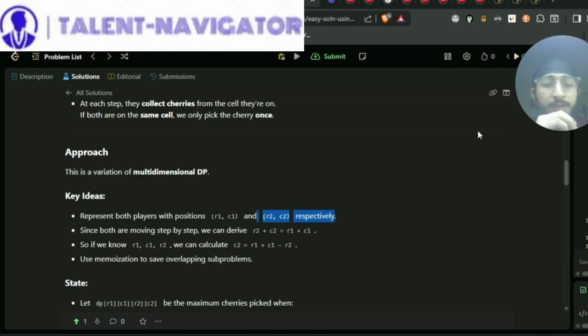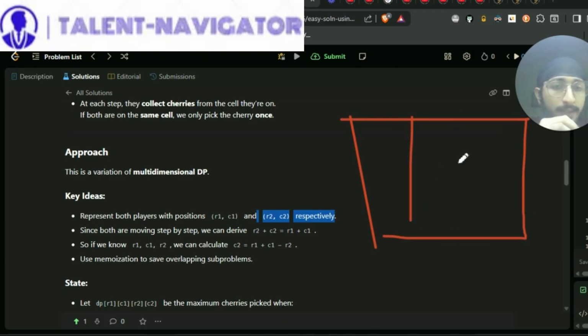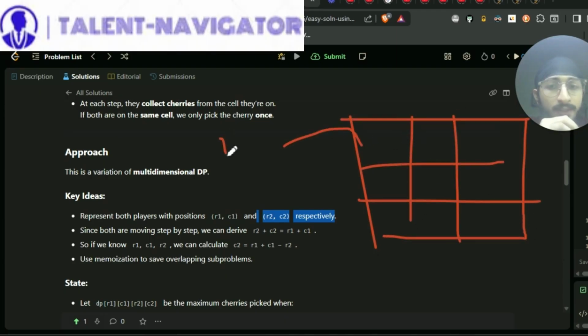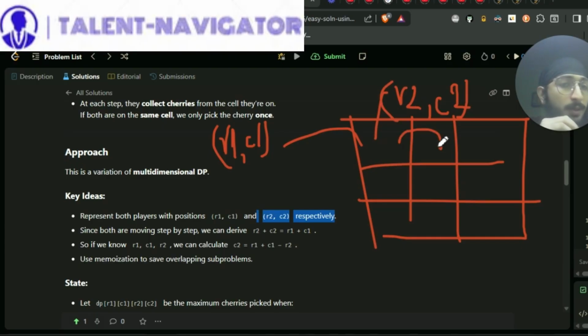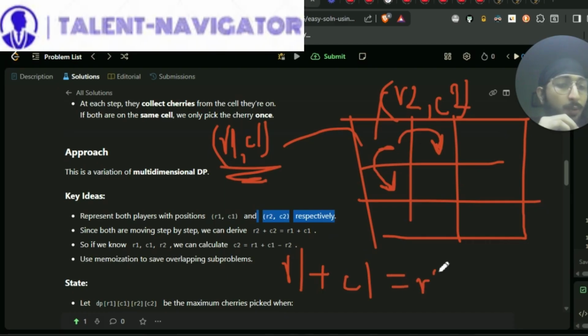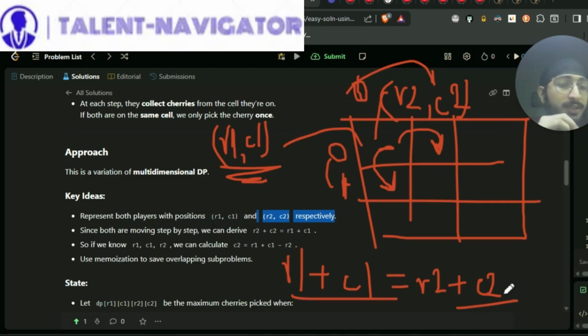So how do we reach here is because, see, in the grid, let us say we have the values, let us say this is a grid, and the starting position of this is R1, C1, that is player 1, and the second position is R2, C2, right? Now both are moving step by step, so if player 2 takes a step, and R1, C1 also takes a step, we see that R1 plus C1, that is the added value of these two, would be equal. You can also verify because this is zeroth column, this is first column, this is zeroth row, this is first row, and if you add these values up, you get the same result, right?